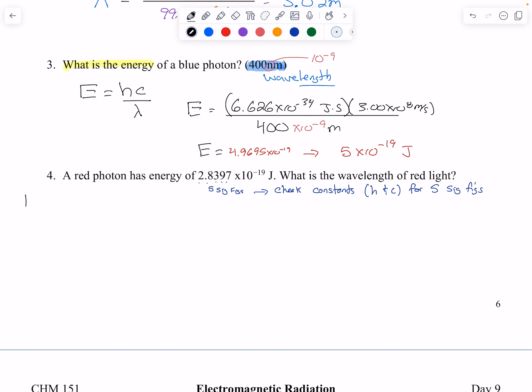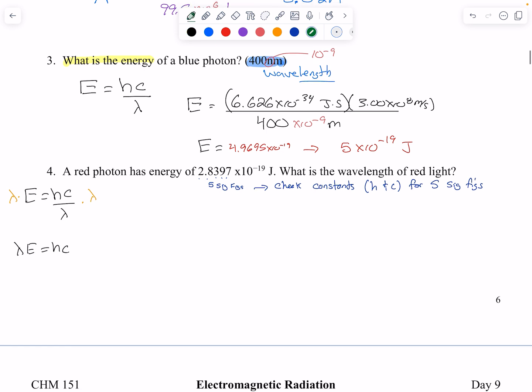Now, our formula, E equals hc over lambda. I need to rearrange that. Multiply both sides by lambda. All right. And so lambda E equals hc. Then divide both sides by E. And so I get lambda equals hc over the energy. So now I switched. I'm looking for the wavelength, not the energy. I'm given the energy. All right. So now, constants. Planck's constant. Now I'm just going to write it all out here if you wanted to take note.